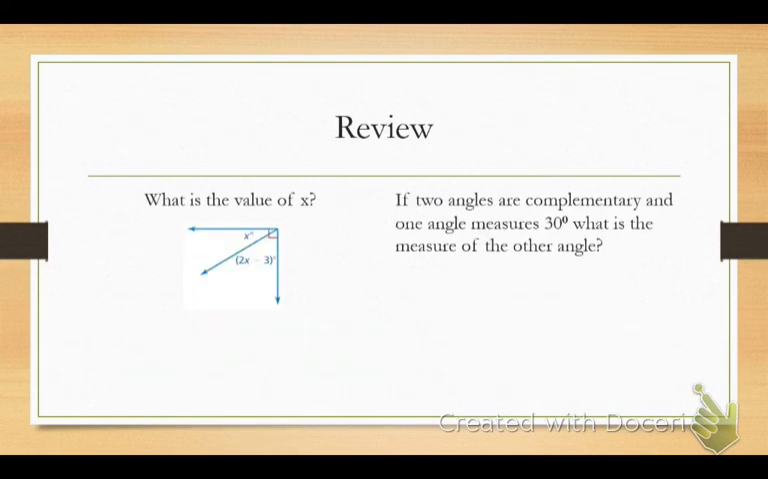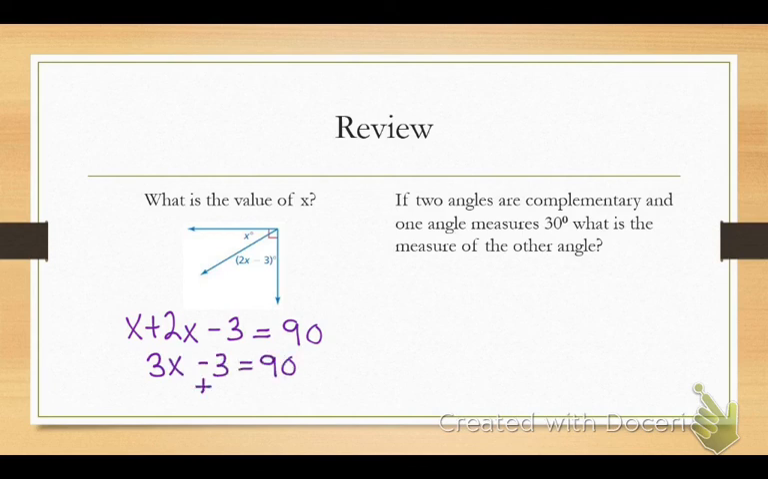Okay, and then the last 2 problems, we have complementary angles here. And we know that because we have a 90-degree angle. So on your test tomorrow, it could be complementary or supplementary, meaning they total 180. So because these are complementary, I can say x plus 2x minus 3 equals 90. So x plus 2x is 3x minus 3 equals 90. And then add 3 to both sides.